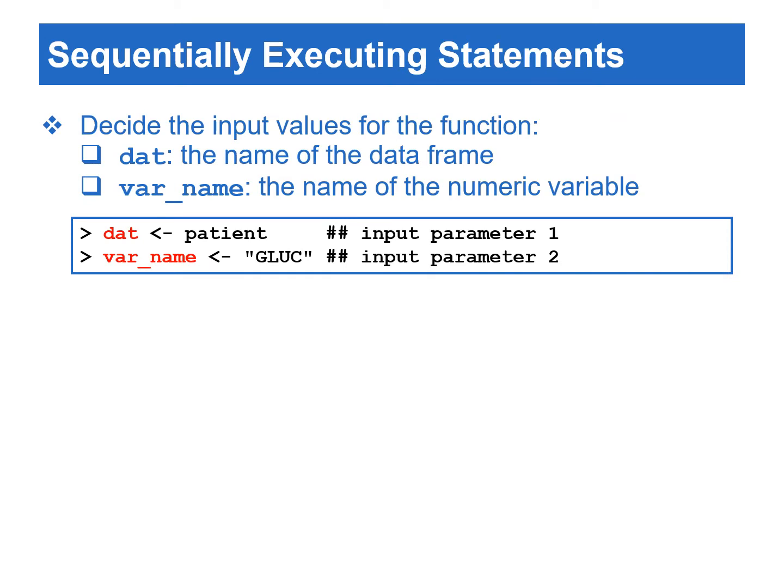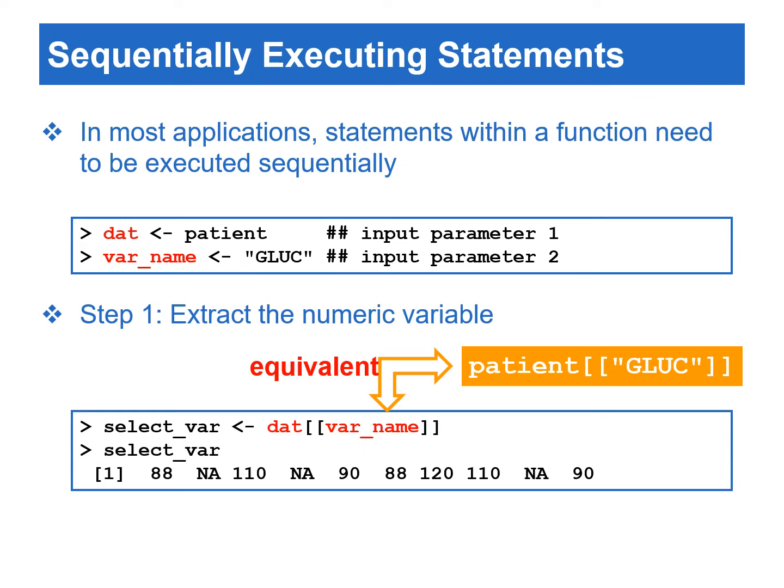Before we write this function, we need to decide the input values. One would be the data frame's name, and the other input value is the variable's name. This function requires writing several statements to impute the missing values. The statements within the function are executed sequentially. The order for placing these statements matters, because the execution of the current statement is often relying on the results from the previous statements. We start with extracting the variable first.